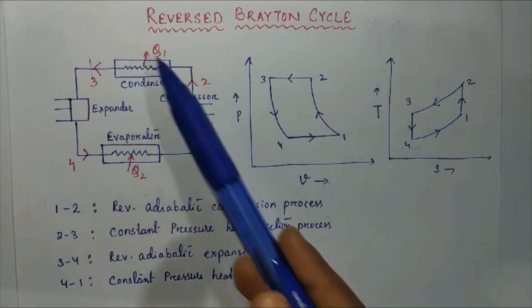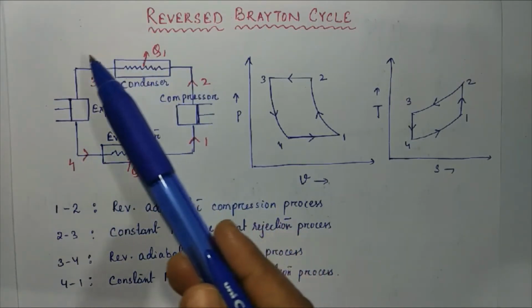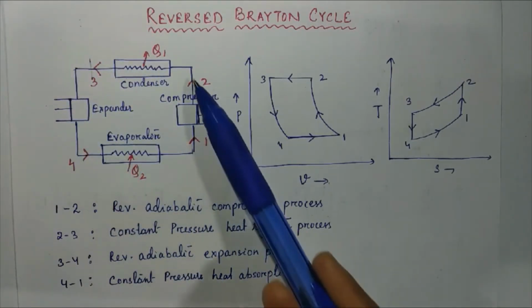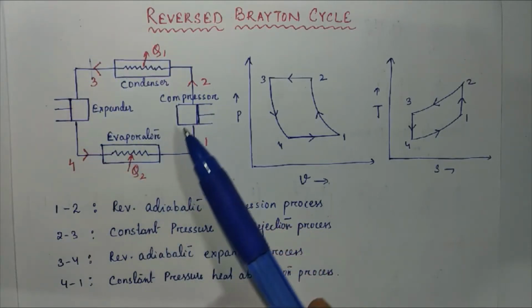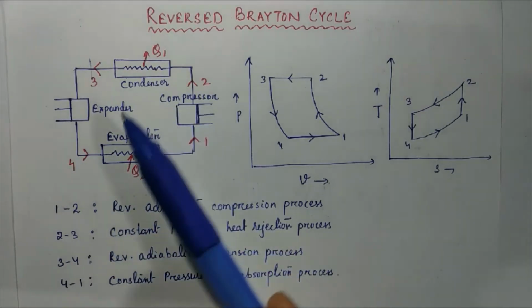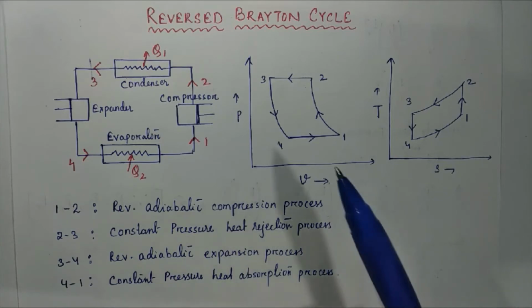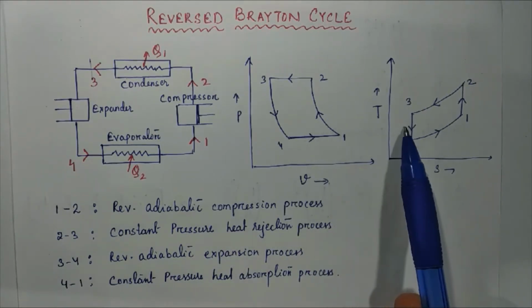These are arranged in a cyclic manner, and you can see that we consider the flow of the working fluid within these components to be in anti-clockwise direction. This anti-clockwise direction shows that this is a case of a reversed heat engine or the refrigeration cycle. For this arrangement, let us consider the PV and TS diagram. So here is the PV diagram and this is the TS diagram.